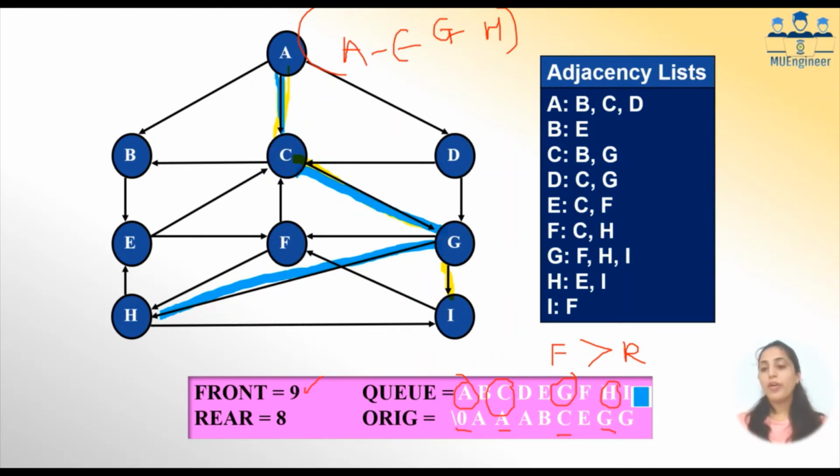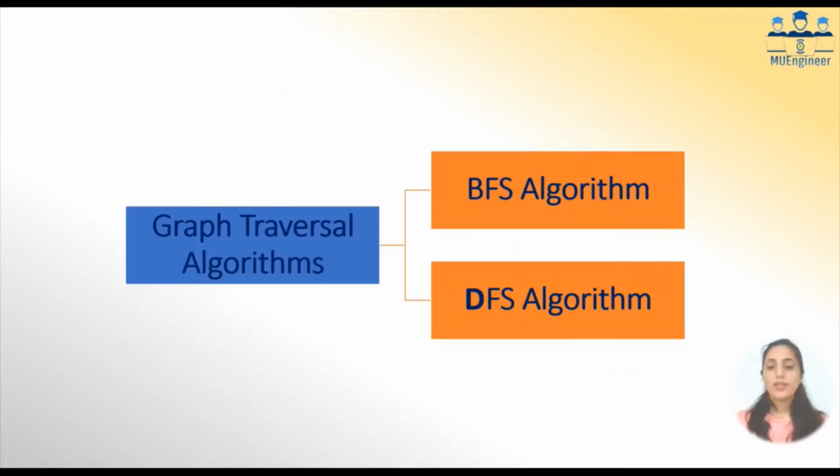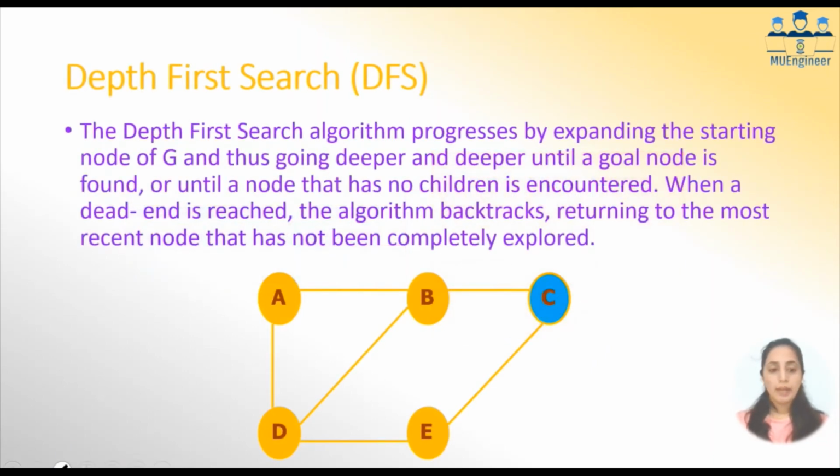Likewise, we can get it for any other node from A because we have started with A. Hope this concept is clear with respect to breadth first search algorithm. So now we'll understand the next algorithm, that is the DFS algorithm. DFS is nothing but the depth first search algorithm. So what does this algorithm say? Depth first search progresses by expanding the starting node of the graph, thus going deeper and deeper.